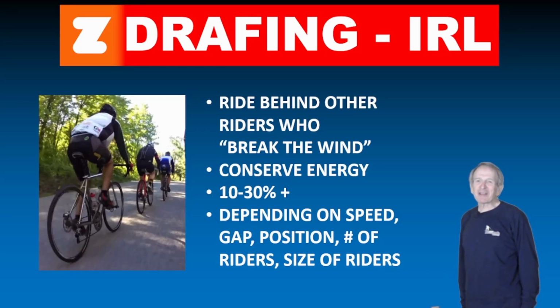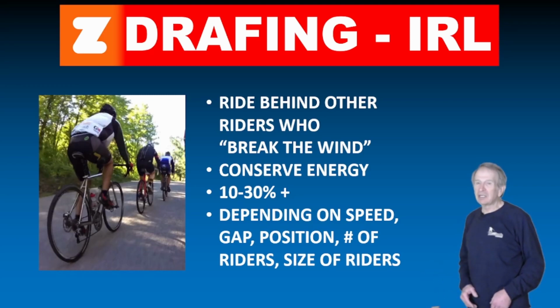First, let's talk about drafting in real life. You ride behind other riders who break the wind for you, and you conserve a lot of energy, 10 to 30% and even more. It depends on the speed that you're riding at, the gap to the rider in front of you, your position laterally if you're right behind or to the side, the number of riders, the more draft you get, and yes, even the size of riders. You get a bigger draft behind a bigger rider.